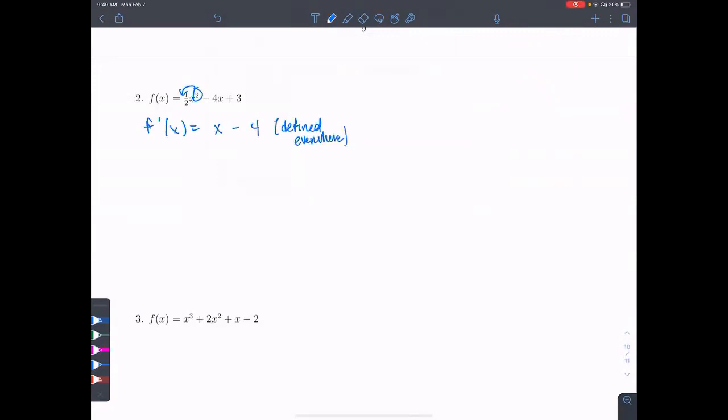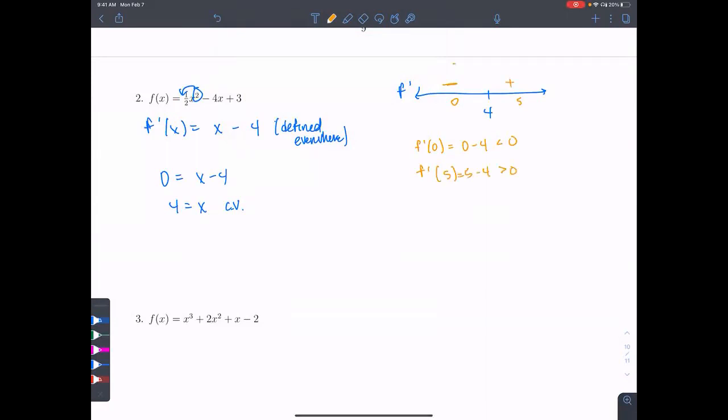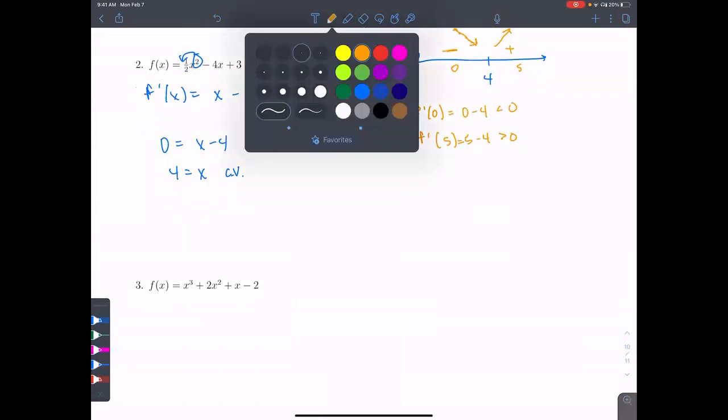So we are going to move next to setting this equal to 0. x minus 4, so 4 equals x. This is our critical value. So we're going to plot our f prime number line, put this on there, and then plug in some test points, maybe 0 and 5. So f prime of 0 would be 0 minus 4, which is negative 4, so that's less than 0. And f prime of 5 would be 5 minus 4, which is positive. So we are decreasing into the point and increasing away. So that is going to be a local min.